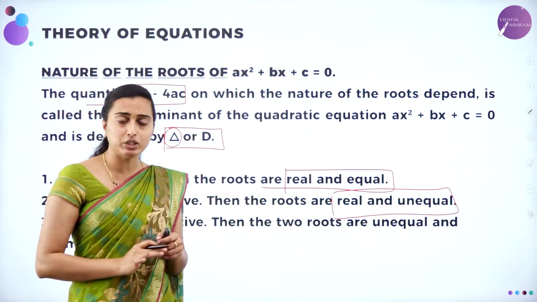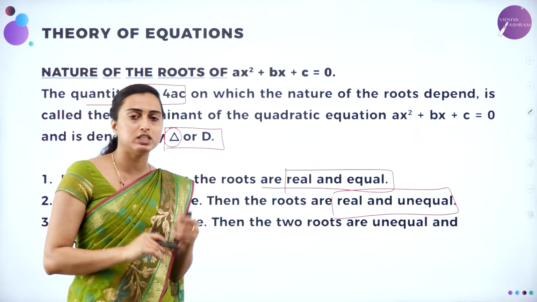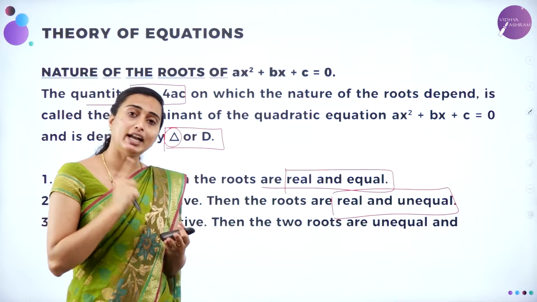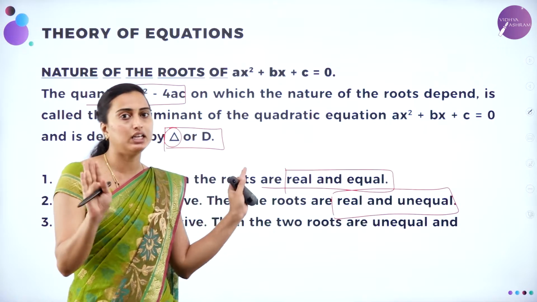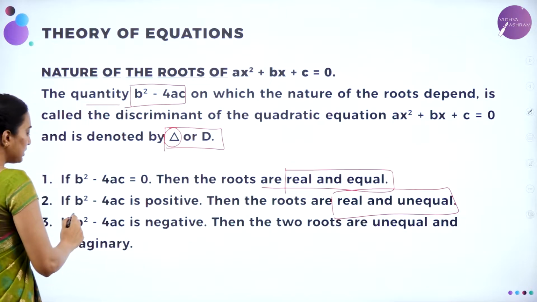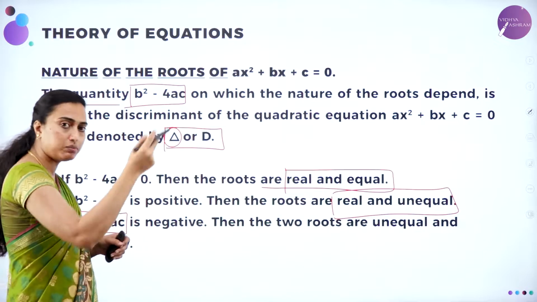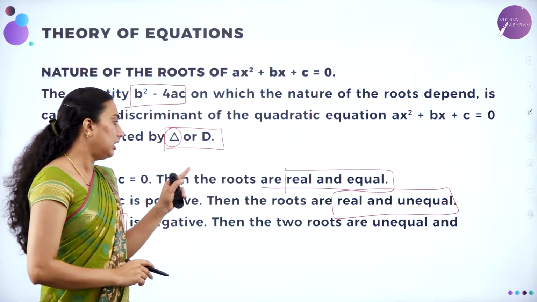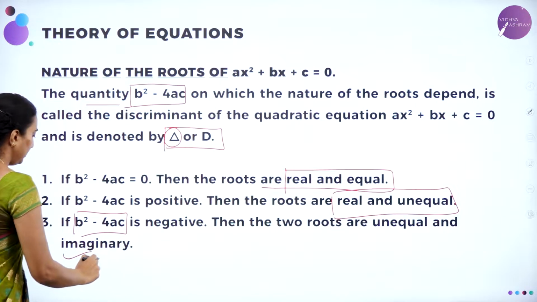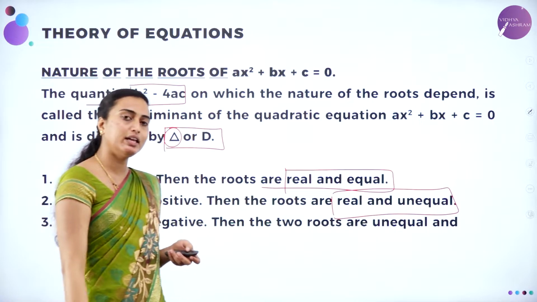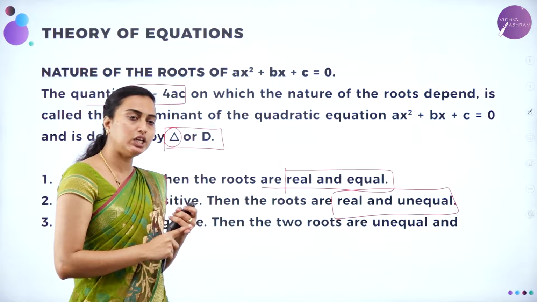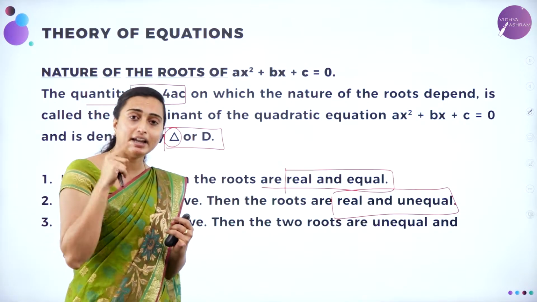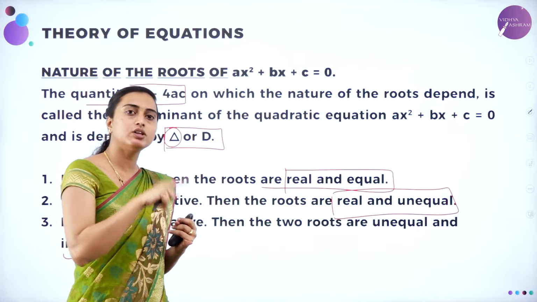If b squared minus 4ac is equal to 0, it is real and equal. If greater than 0, it is real and unequal. And if b squared minus 4ac is negative, that means lesser than 0, the roots are said to be unequal and imaginary. Unequal and imaginary. If it is equal to 0, the roots are real and equal.